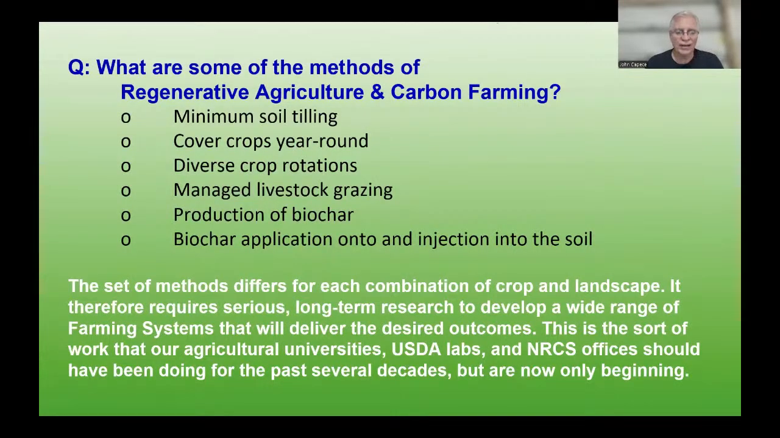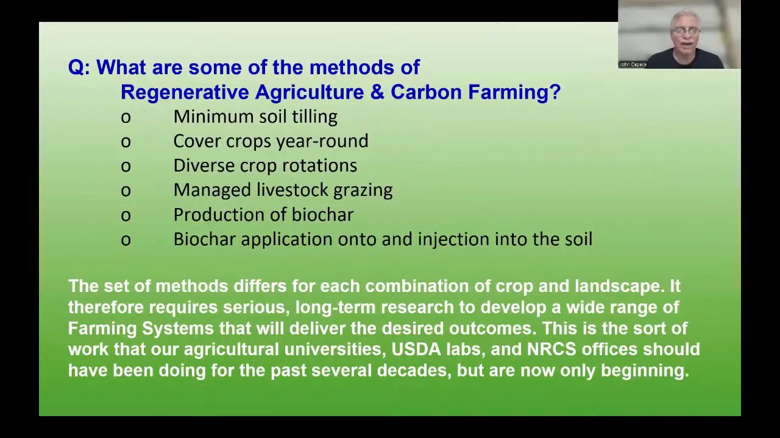Now that we know the scale of the challenge, what do these practices actually look like on the ground? Regenerative agriculture is not a single silver bullet. Rather, it's a set of diverse land management tools. Its key methods include minimizing soil tillage to protect underground soil structure and biological systems, utilizing cover crops year-round to keep the soil anchored, and employing diverse crop rotations to break pest cycles naturally.